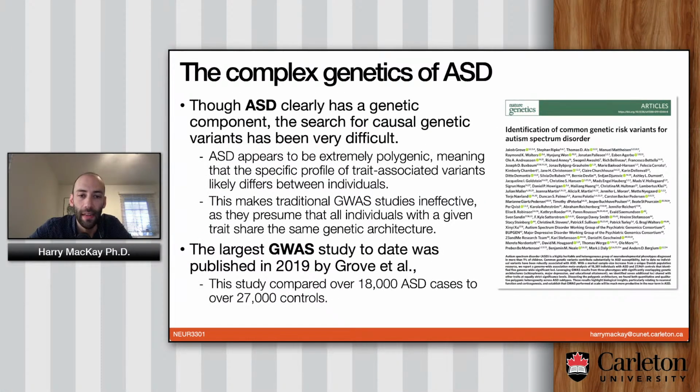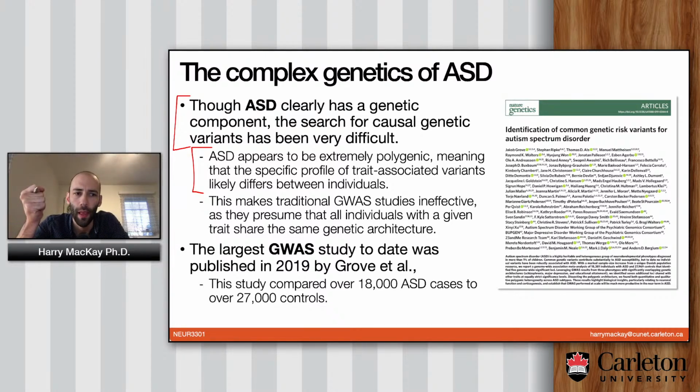So ASD has a genetic component, but the search for variants that cause it seems to be difficult, I guess. ASD is apparently very polygenic. It's extremely polygenic, meaning that the specific profile of trait-associated variants is very different between individuals.